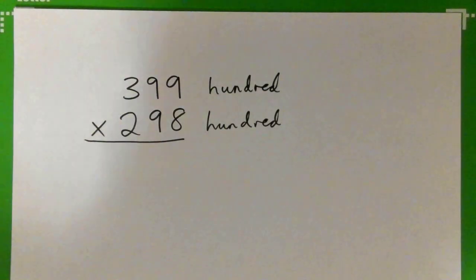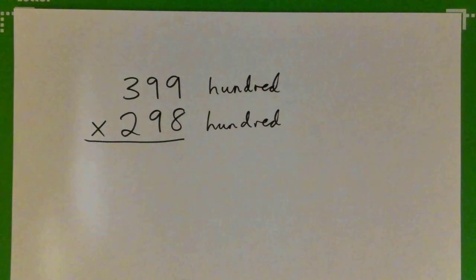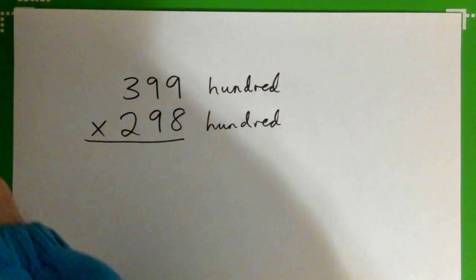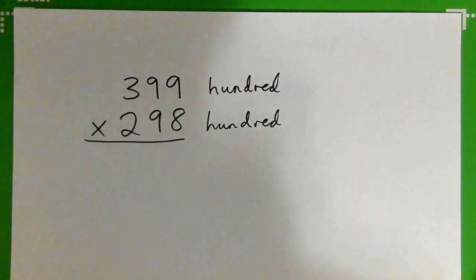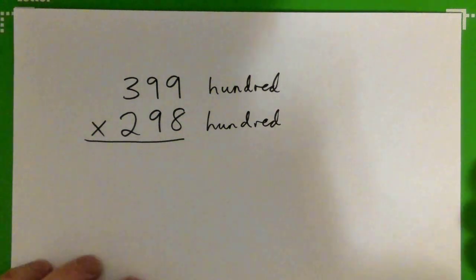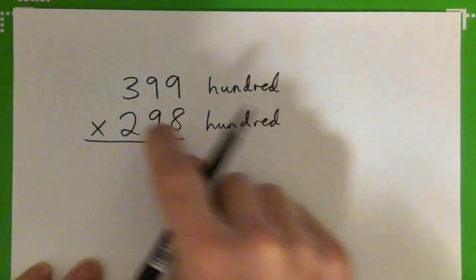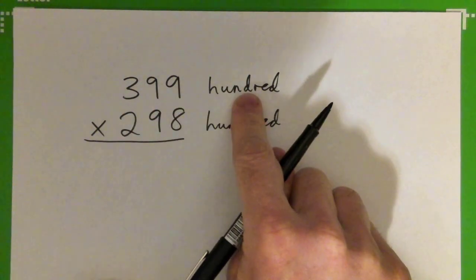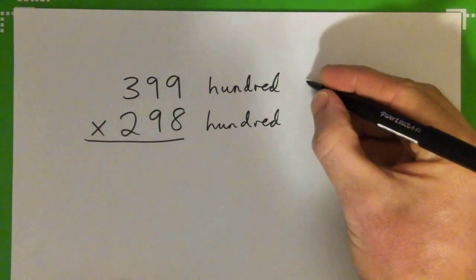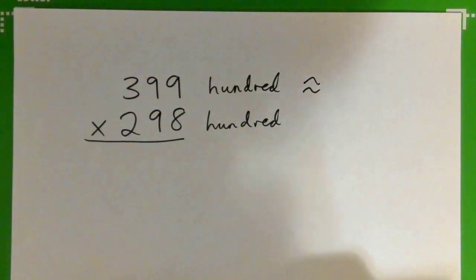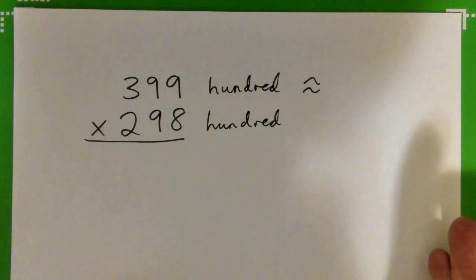Hi everybody, so in this video we're going to round each of these numbers to the nearest 100 and then multiply to get an estimate, okay? Which is a great skill. So let's round 399 to the nearest 100. So what do you think that would be? Press pause on the video if you need more time.